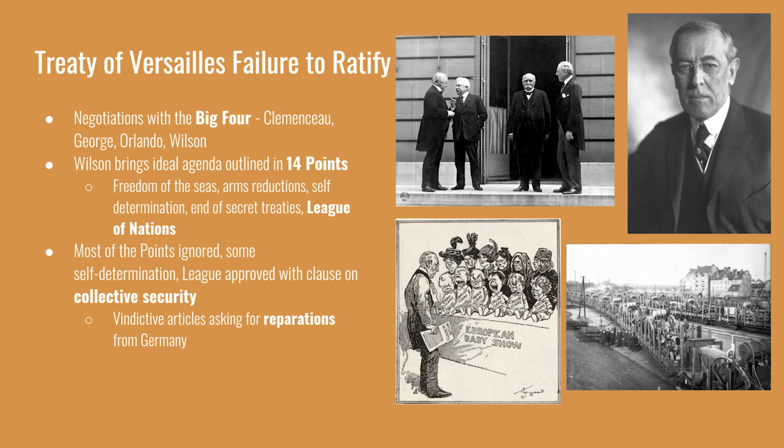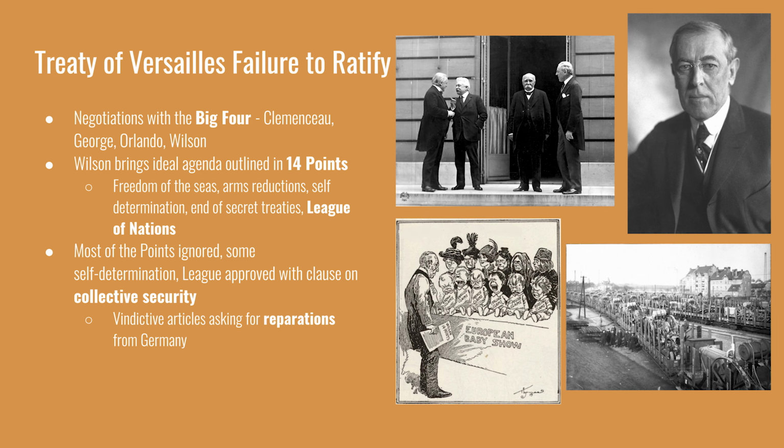In the actual negotiations, most of Wilson's points are ignored. Wilson was willing to concede on almost everything except his idealistic plan for the League of Nations. The League is approved with a clause in its charter on collective security for its members. This means that if one of the members of the League is attacked, the other members will come to the defense of that country. This ends up holding up the ratification process in the United States.